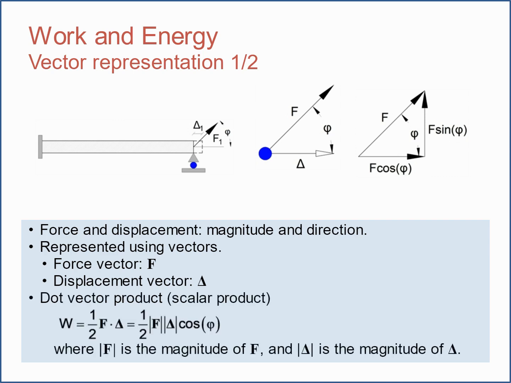An alternative, mathematically consistent way of representing the work is through the dot vector product. The dot product is also called scalar product because it returns a scalar value. The external work W is equal to 1/2 times the dot product of vectors F and delta. This product can be rewritten as 1/2 times the magnitude of vectors F and delta times the cosine of phi.